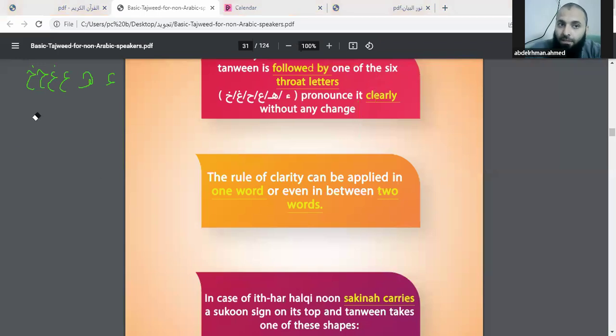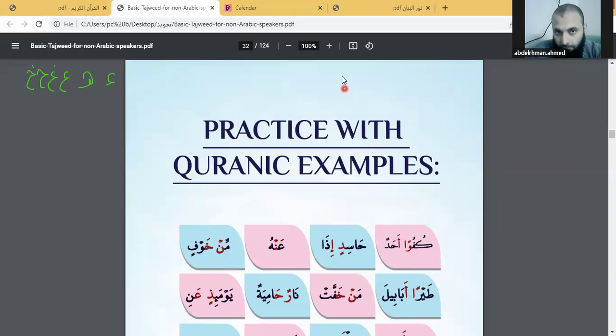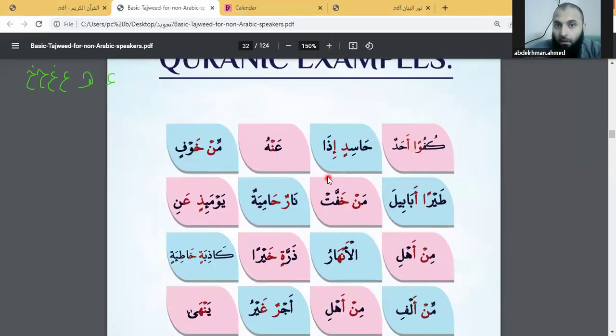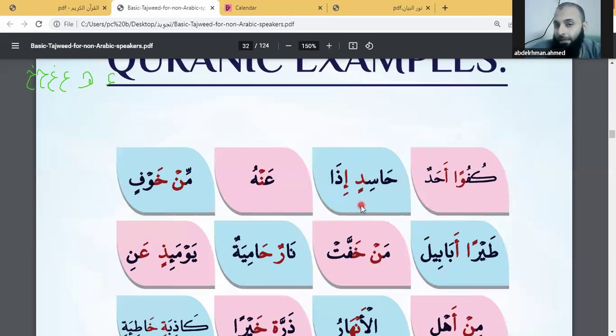Show me some examples. Let me make it bigger. What do we have here? I have double kasra, that's tanween. What's the next letter? Hamza, one of the clarity letters. So what should I do? We read this tanween clear. We say hasidin idha. I don't want to change anything.